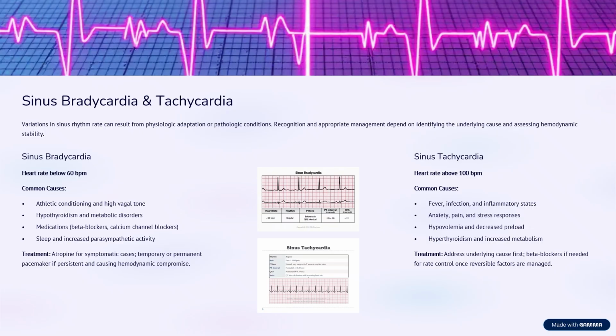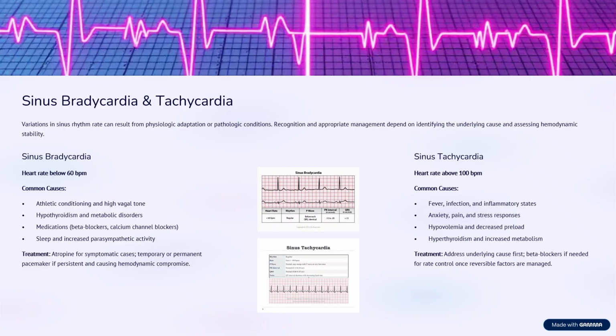Symptoms of bradycardia often appear when cardiac output is insufficient to meet the body's demands. These may include dizziness or lightheadedness, fatigue or weakness, shortness of breath, syncope or near syncope episodes, and in severe cases, hypotension or altered mental status. Treatment depends on severity. Asymptomatic bradycardia may not require intervention, but symptomatic patients may need atropine, temporary pacing, or even a permanent pacemaker.